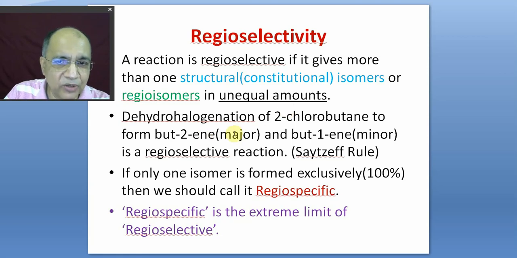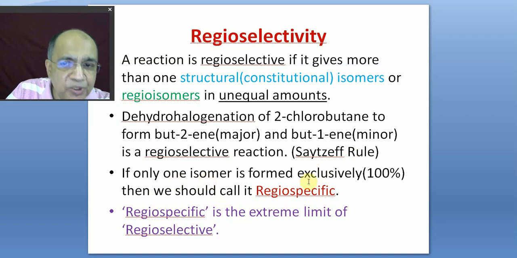For example, the dehydrohalogenation of 2-chlorobutane, applying the Saytzeff rule, you get but-2-ene and but-1-ene. These are the two products, but the major product is but-2-ene. The more substituted alkene is the major product. So when you have two structural isomers, but-2-ene and but-1-ene, and but-2-ene is in larger quantity, then we brand this as a regioselective reaction.